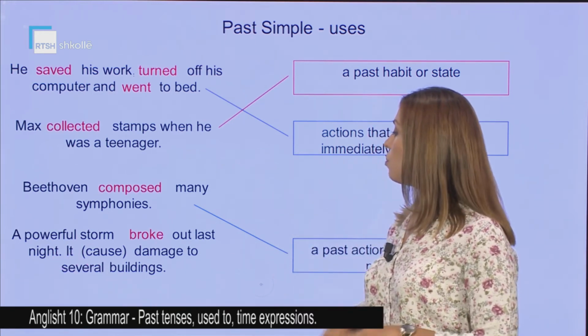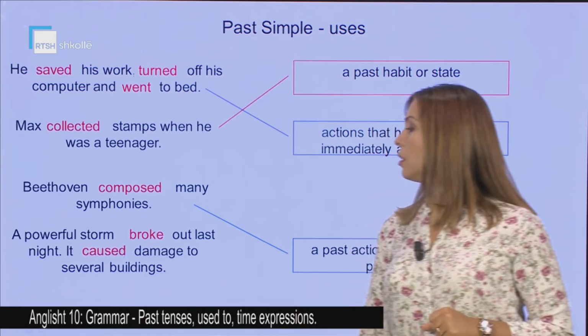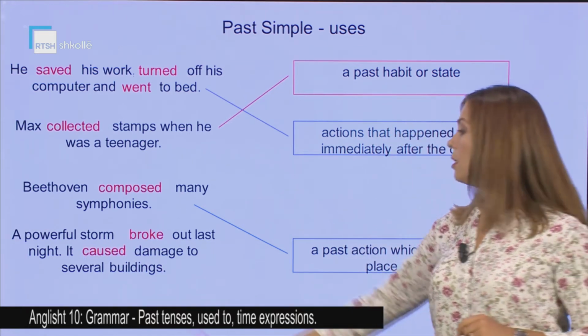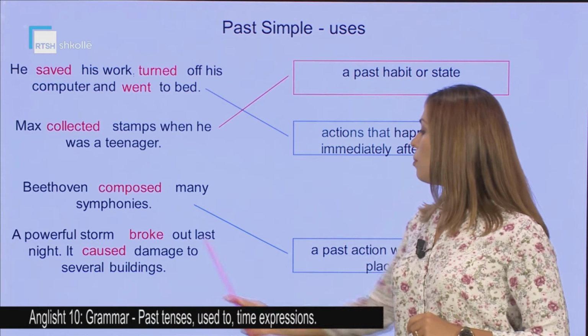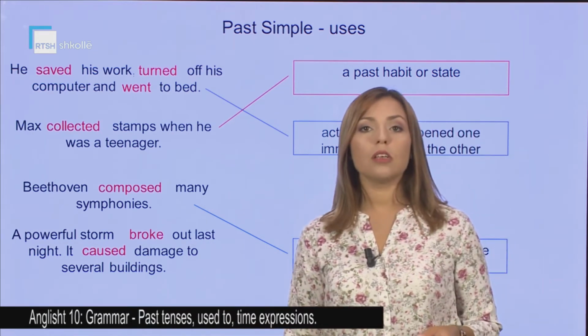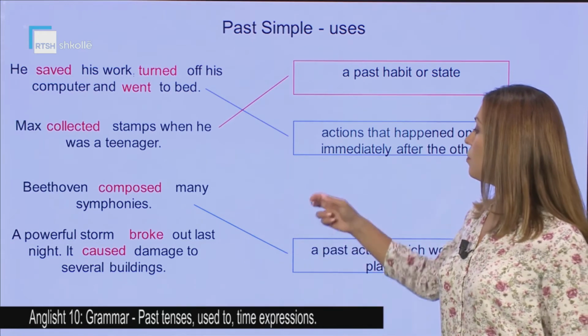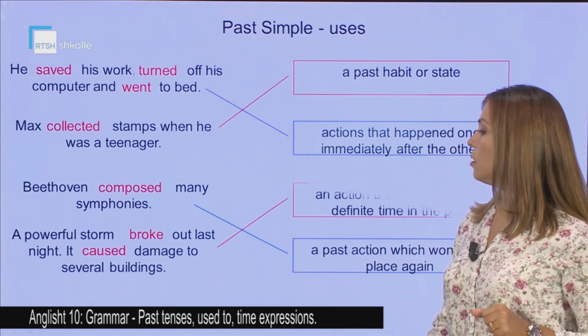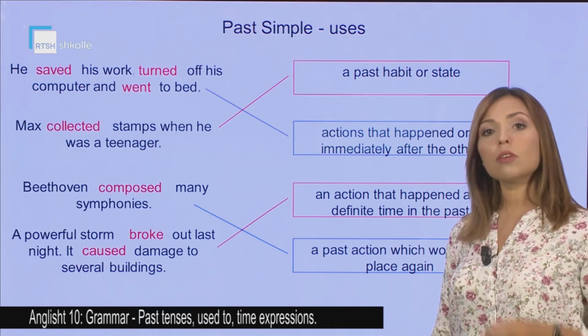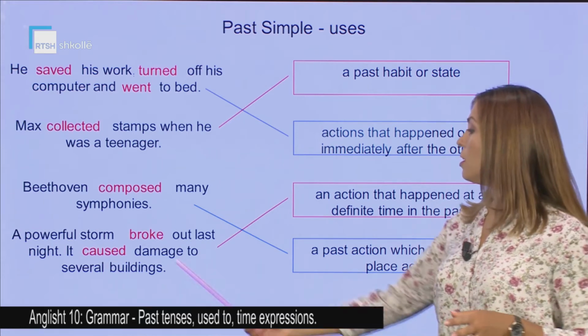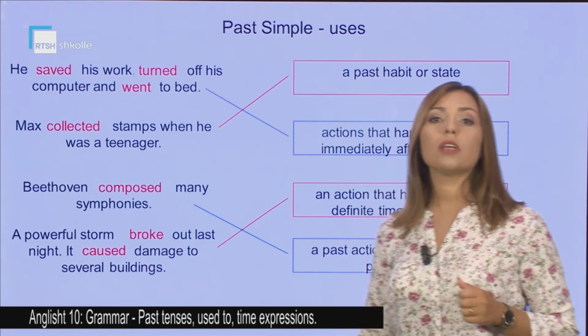It, the verb is cause. It caused, ed, caused damage to several buildings. So we have something that happened in the past, the storm, and we have the result also in the past. The result is that it caused a lot of damage.